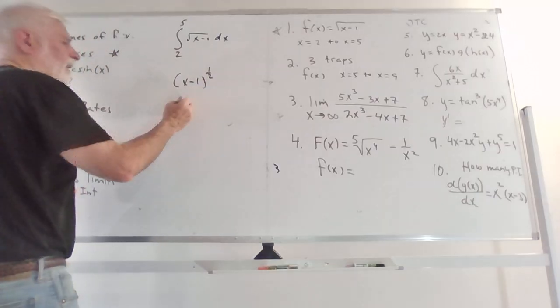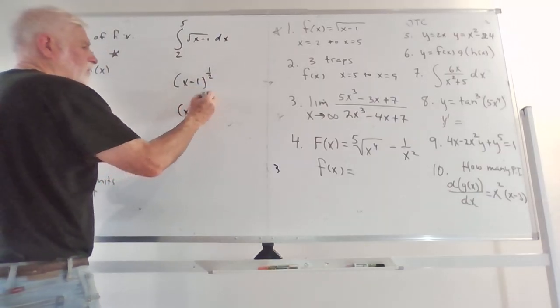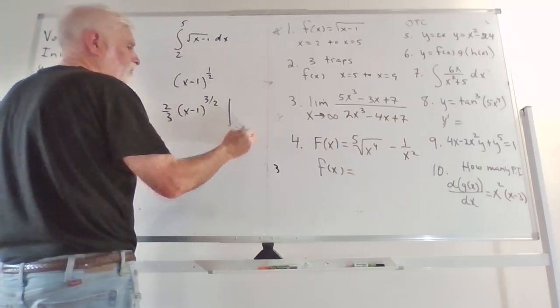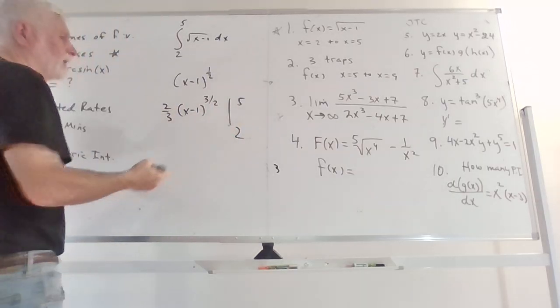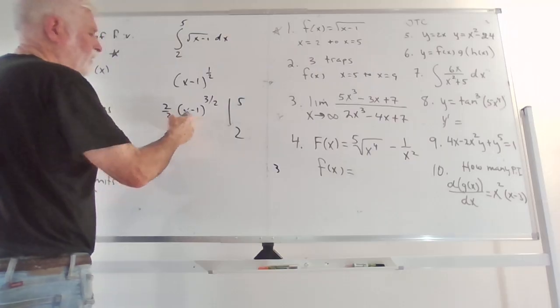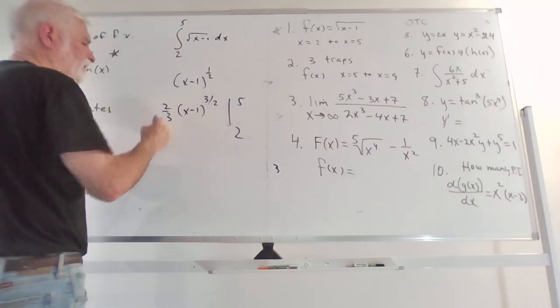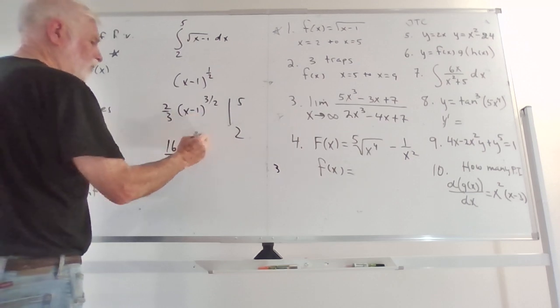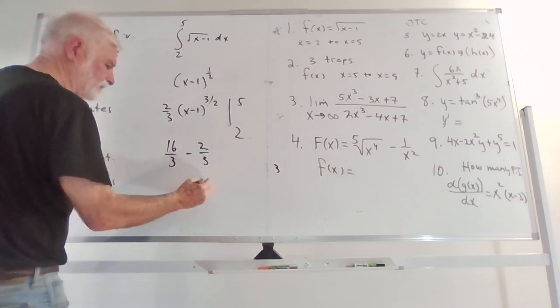I'm going to integrate that, which is x minus 1 to the 3/2, dividing by 3/2, which is times 2/3. And now I'm going to go from 2 to 5, plugging it in. 5 minus 1 is 4, square root of 4 is 2, 2 to the 3rd power is 8, so 16/3. Then 2 minus 1 is 1, so 2/3. The answer is 14/3.